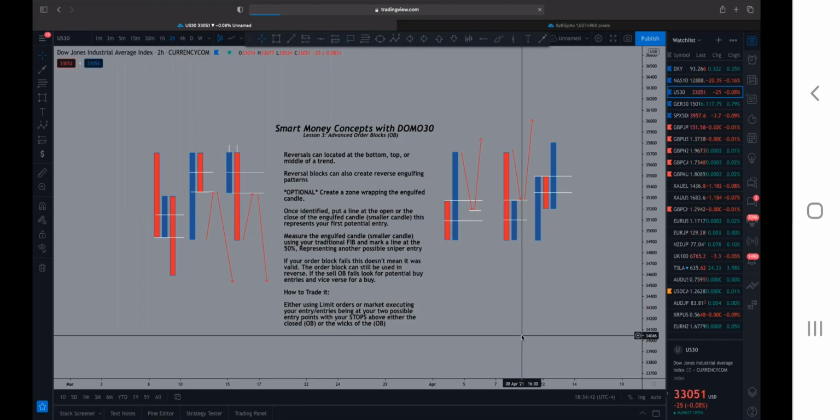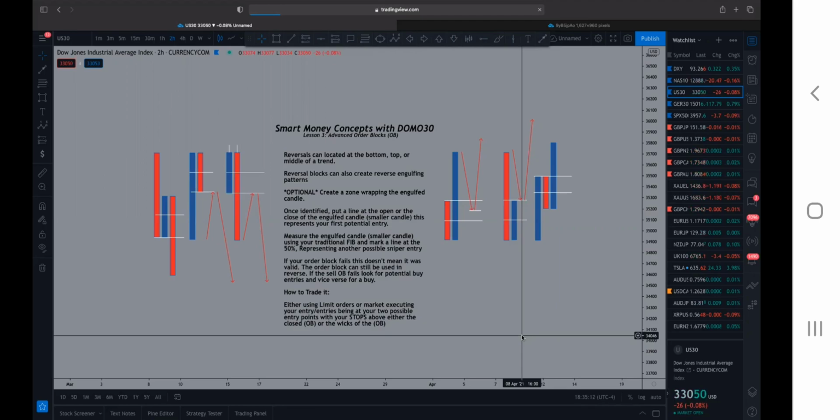Last lesson was lesson 2, where we went over intermediate order blocks, where I explained how they can be used in different locations, and how you can have a reverse engulfing candle. Today we're going to go over lesson 3, which is advanced order blocks. Really just a few more added steps in the whole order block section, but again, fairly simple. You'll be teaching this to your kid, your kid's going to get it, so I have no doubts in that. So let's get right into it.